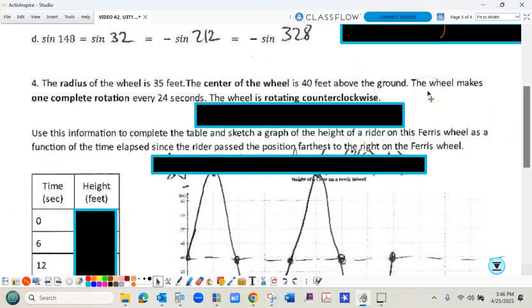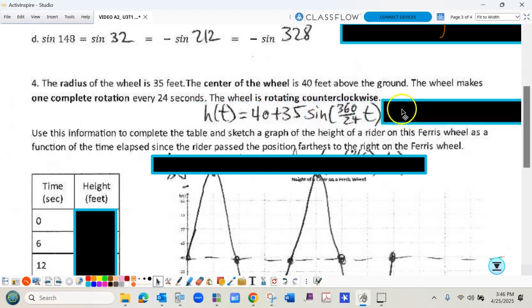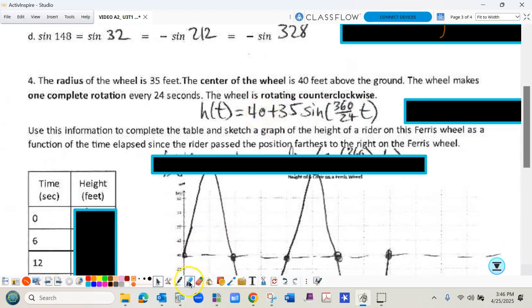4 is the beginning of a word problem. You need to graph here, paying attention to the radius and the center and the number of seconds to do one complete rotation. Remember, it's going to be center plus radius. The trig function is always going to be sine.